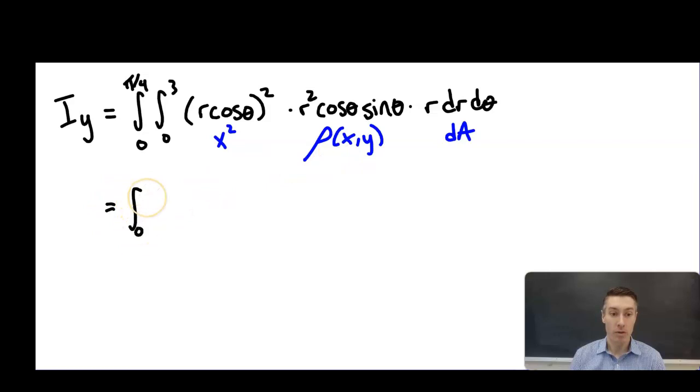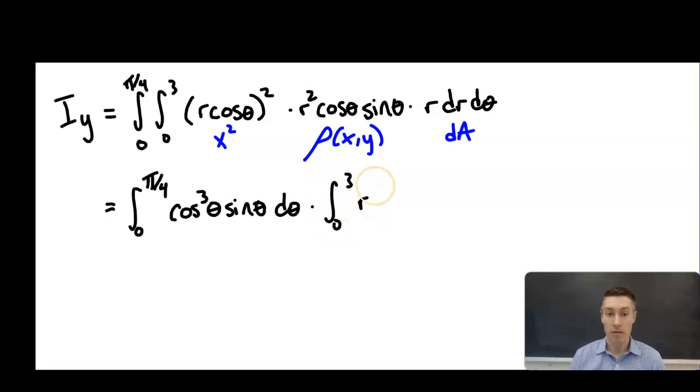Again, separable, so 0 to pi over 4. Now we'd have the integral of cos cubed theta sine theta d theta times the integral from 0 to 3 of r to the 5th dr. Saving us some time and effort here, I've done this ahead of time, so that's 729 over 32.